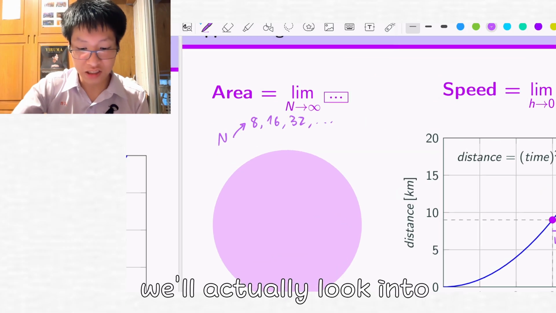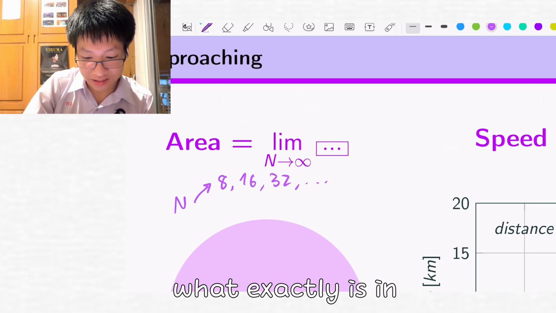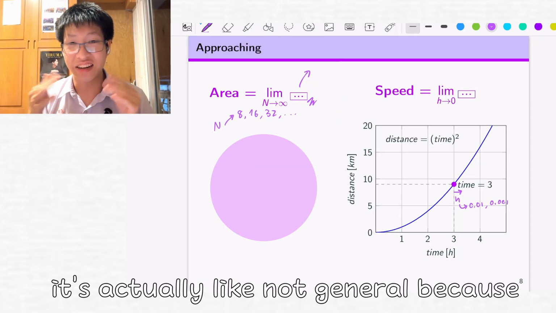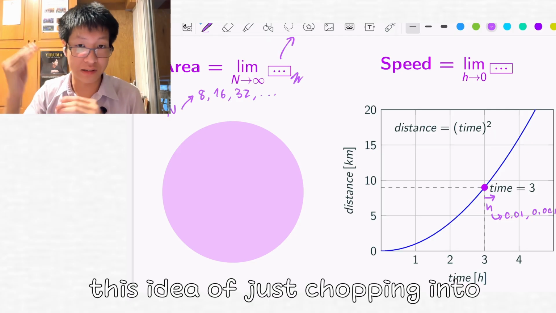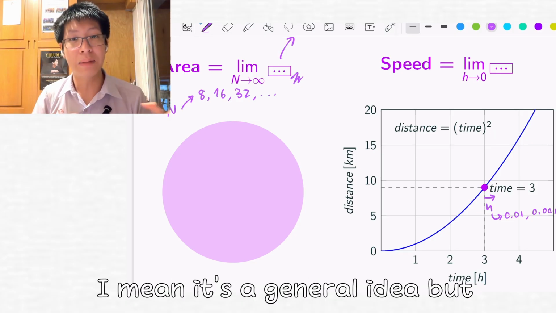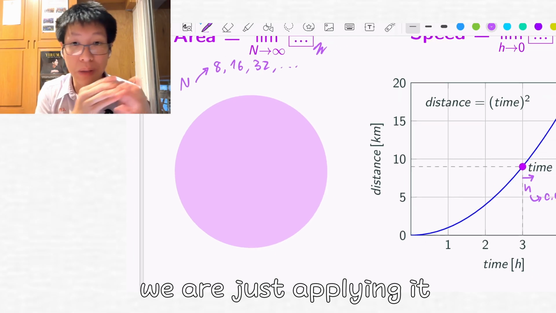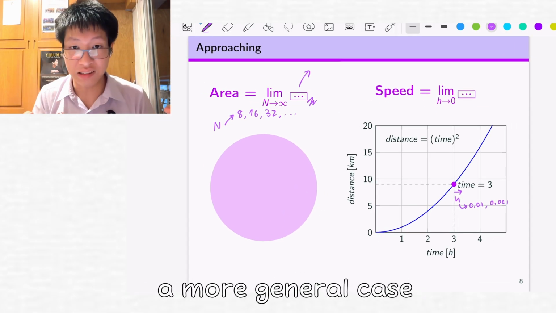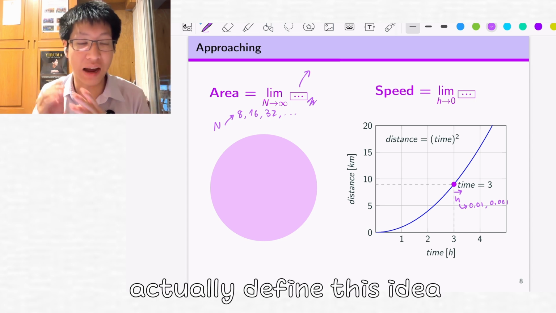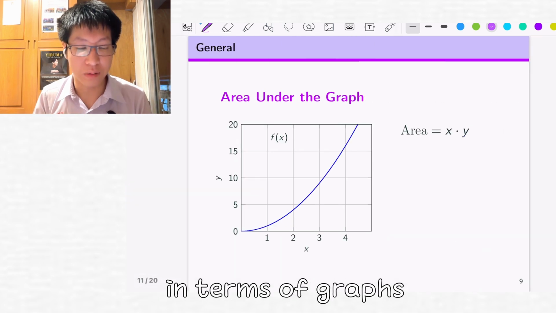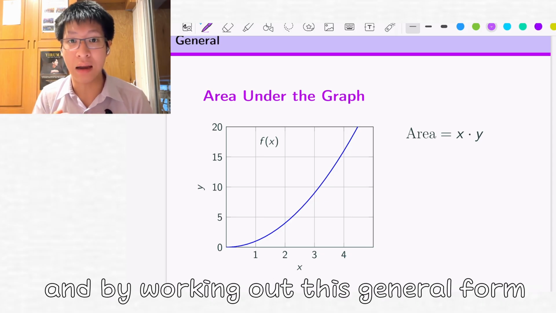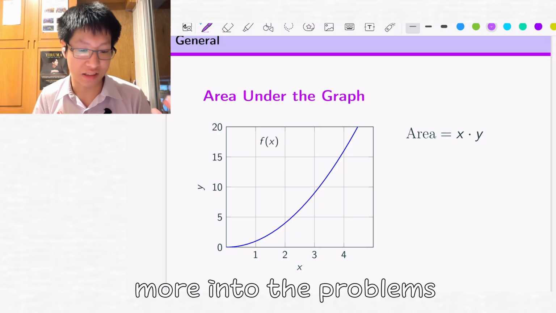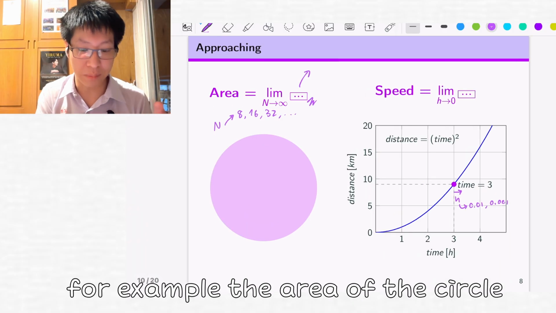In this episode, we'll actually look into what exactly is in this thing right here. So in the case of the circle, it's not general, because this idea of just chopping into small pieces and then summing them up together is a general idea, but we just applied it to the case of the circle. So now let's look into a more general case on how we are going to define this idea in terms of a graph, which is a general form in mathematics. And by working out this general form of integration, we can then apply it to the problems we actually face, for example, the area of the circle.